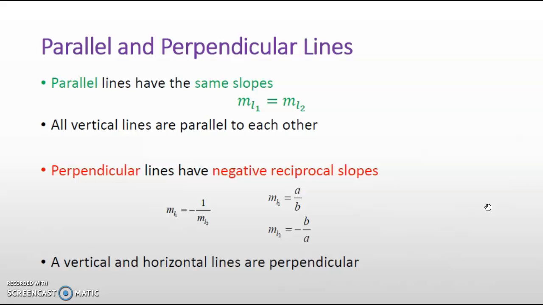Here's just a summary. Parallel lines have the same slopes. Notation: m1 equals m2, the slope of line 1 equals the slope of line 2. That's what that notation means. All vertical lines are parallel to each other. Perpendicular lines have negative reciprocal slopes. So the slope of line 1 is equal to the negative of 1 over the slope of line 2. To give you a better example, if the slope of line 1 is a over b, the slope of line 2 is negative b over a. So change the sign and flip. Also, it's good to note that all vertical and horizontal lines are perpendicular to each other.